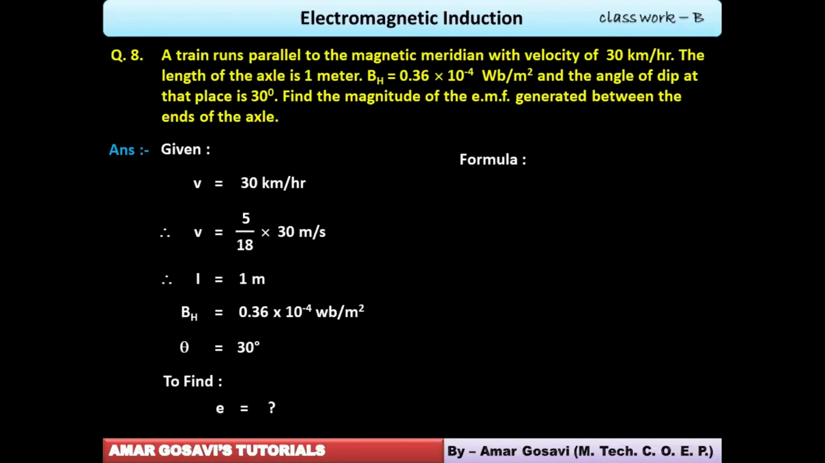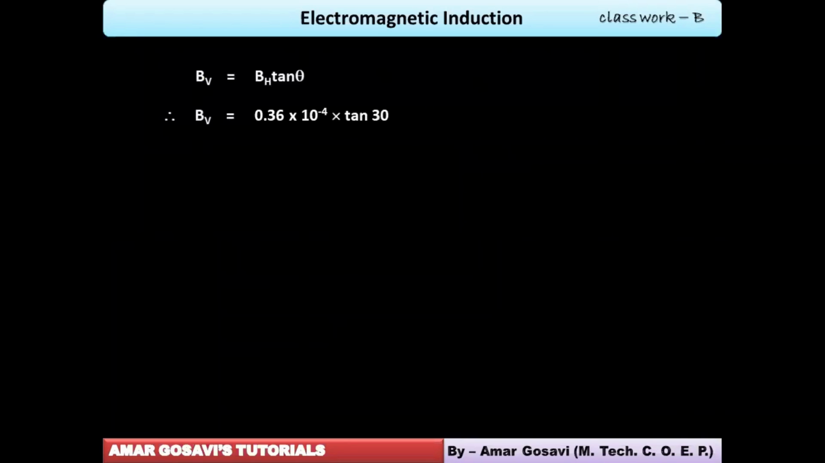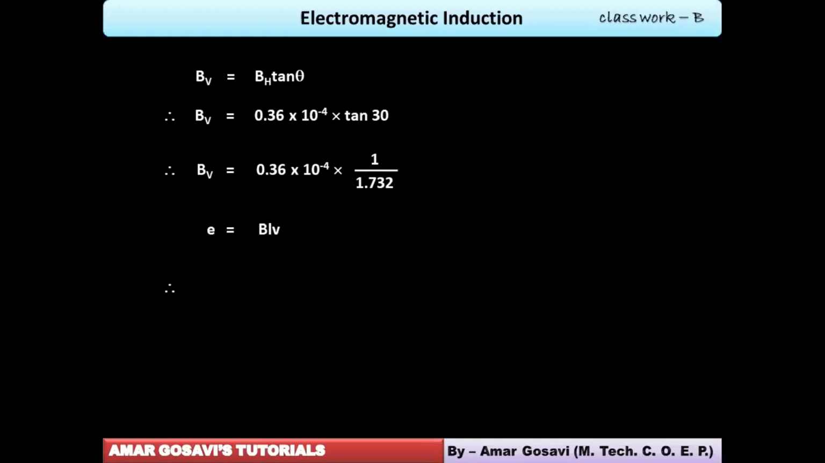Now here, the formula which we would be using, obviously, to get the vertical component is BH tan theta. Theta is given to you, the angle of dip is 30 degrees. And EMF will be estimated as BLV, where B stands for the magnetic induction, L is the length of the axle, which is 1 meter in this case, and velocity is given to you. First, let's find out the vertical component in this fashion. You get the value of the vertical component as 0.36 into 10 raised to minus 4 into 1 by 1.732.